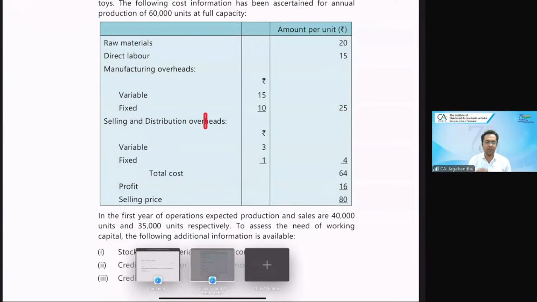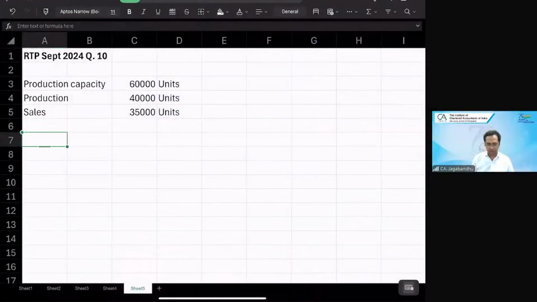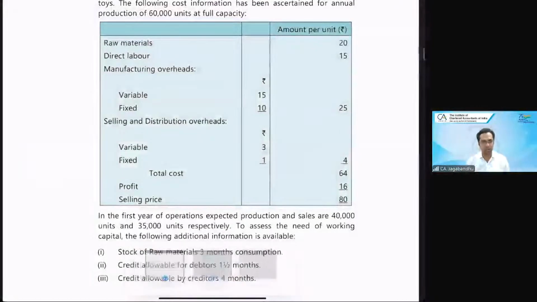So it's going to be the same way. Material consumption, then labor, manufacturing overheads. That gives you the cost of production. And then from that, you're going to subtract the closing stock. That'll give you COGS, and then admin and overheads. So let me give you a format, and then based on that format, you can start working out.